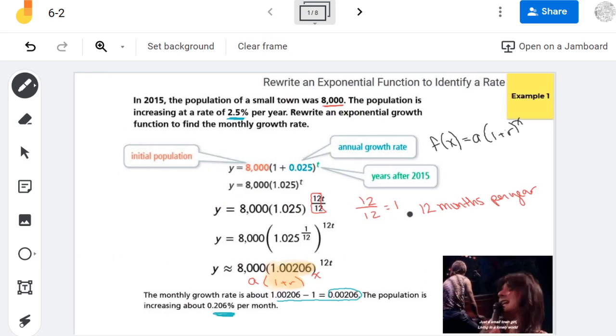Alrighty guys, so there you have it. That is how to rewrite an exponential function to identify a different rate.